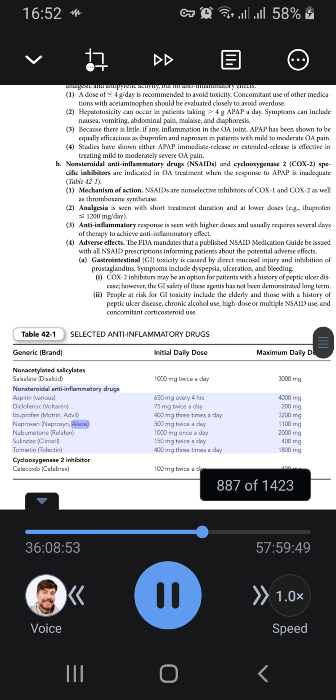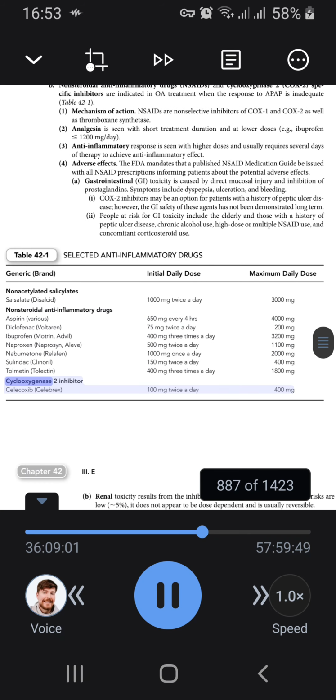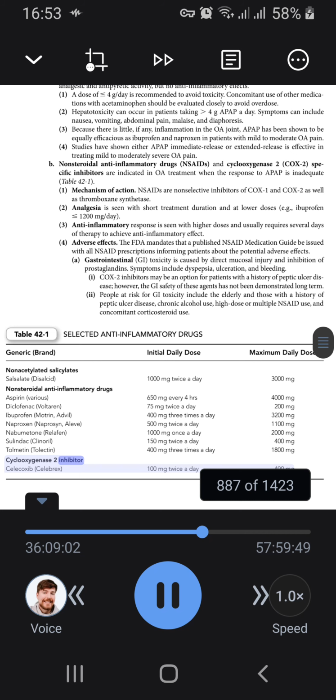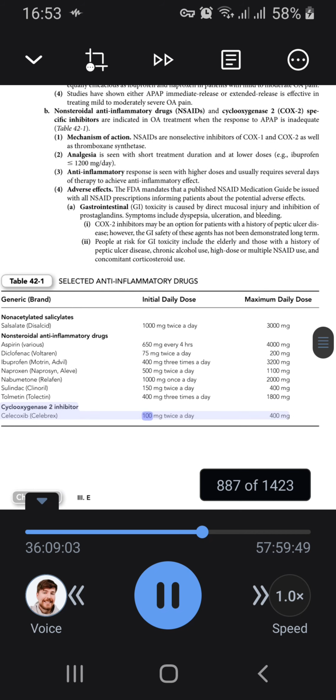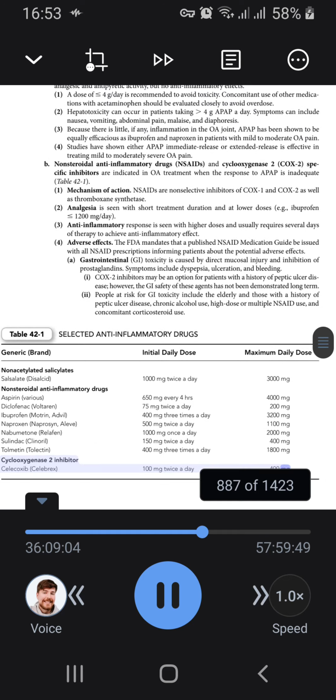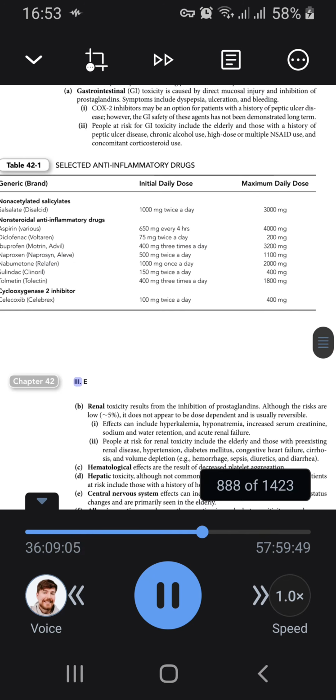Naproxen, Aleve, 500 milligrams twice a day, 1,100 milligrams. Nabumetone, Relafen, 1,000 milligrams once a day, 2,000 milligrams. Sulindac, Clinoril, 150 milligrams twice a day, 400 milligrams. Tolmetin, Tolectin, 400 milligrams 3 times a day, 1,800. Cyclooxygenase 2 inhibitor: celecoxib, Celebrex, 100 milligrams twice a day, 400 milligrams. 866, Chapter 42.